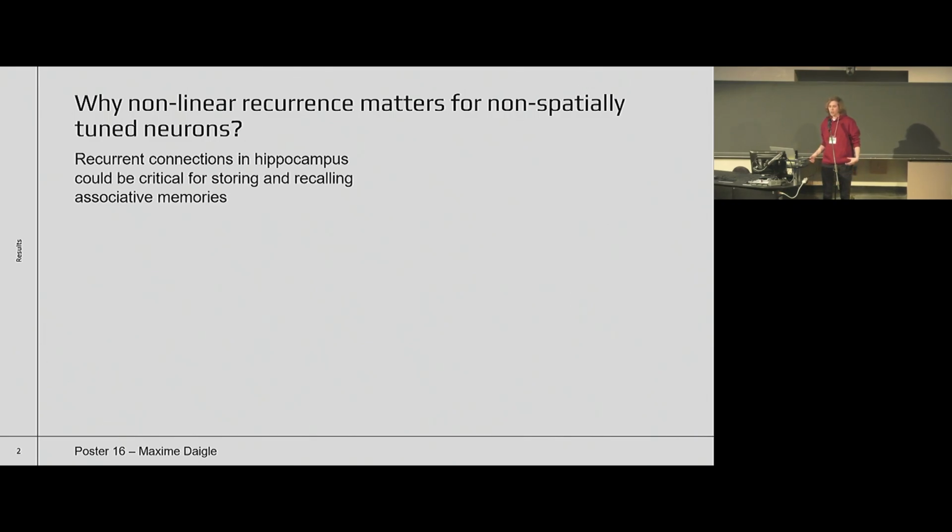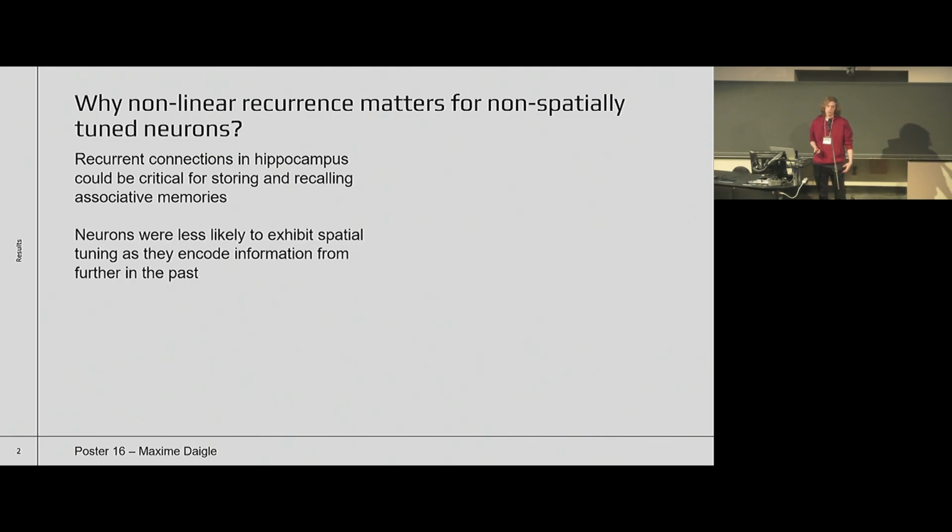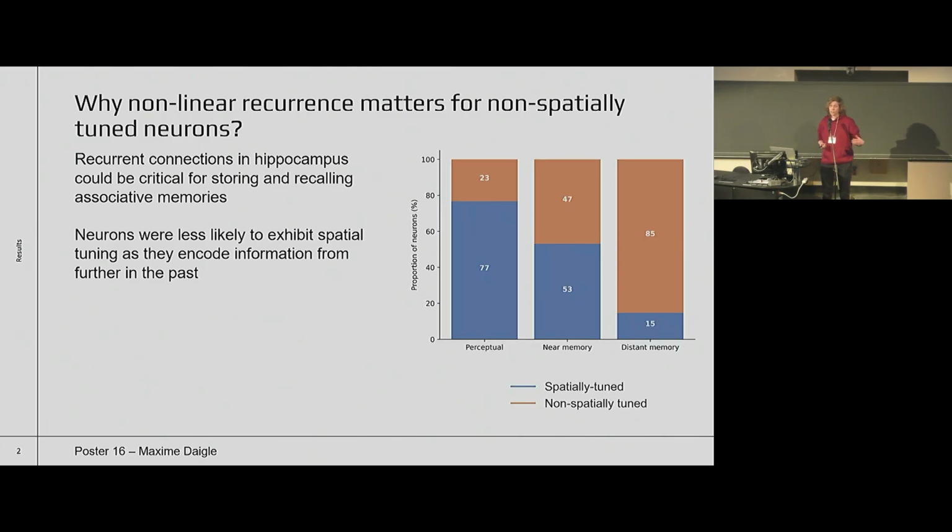Well, previously it was hypothesized that the numerous recurrent connections in the hippocampus could be critical for storing and recalling associative memory. And so next we looked at the relationship between spatial tuning and memory processing. And what we saw is that neurons were less and less likely to exhibit spatial tuning as they encode information from further in the past. So you can see here that perceptual neurons that encode currently perceived information are very likely to have some spatial tuning, but the distant memory neurons that encode information from the past are very unlikely to have that spatial tuning.